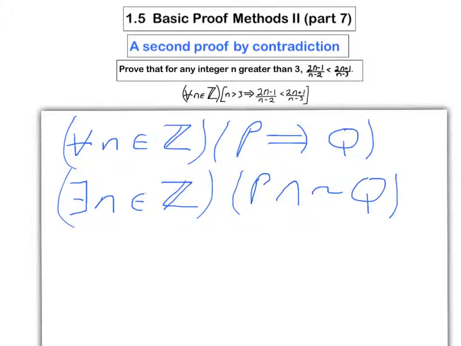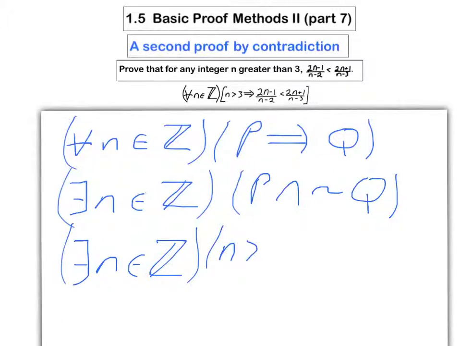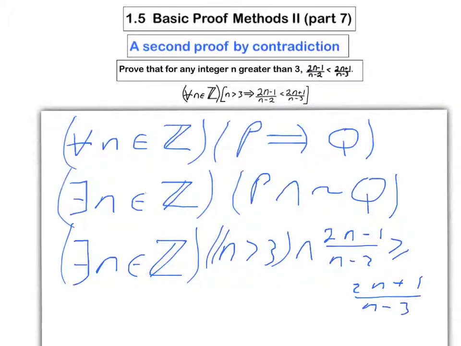So that means for the statement that we've got in front of us, there exists an integer n such that n is bigger than 3, and the negation of that inequality, which is to say (2n minus 1) over (n minus 2) is bigger than or equal to (2n plus 1) over (n minus 3). Okay, so if we're going to do proof by contradiction, we would start by saying, well, suppose that there exists an integer n such that n is bigger than 3, and this thing happens. And then you would try to do some kind of a calculation to get a contradiction to that.